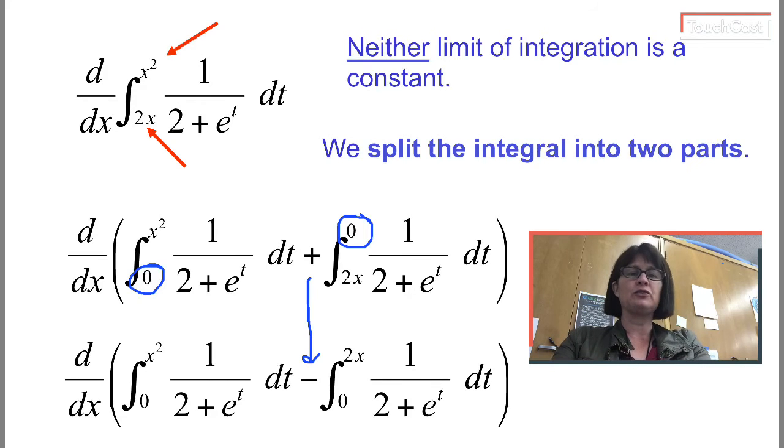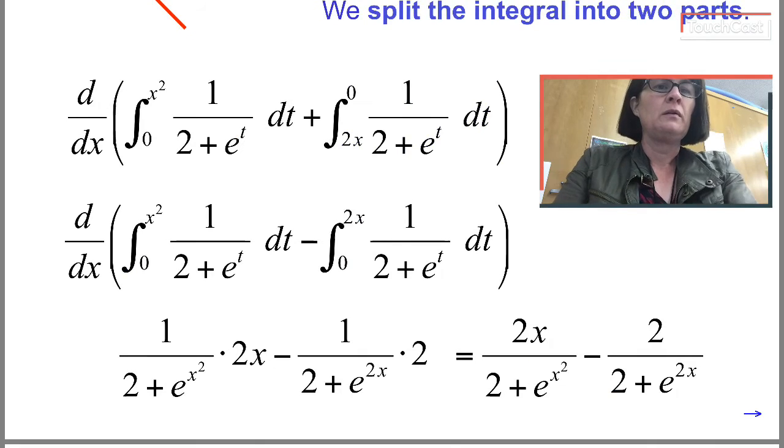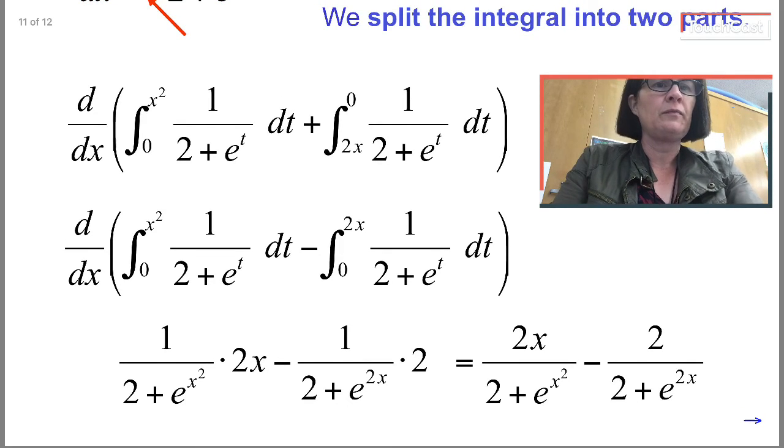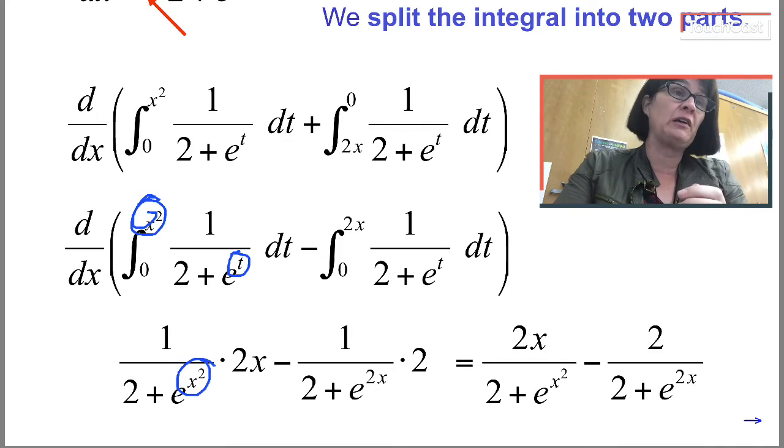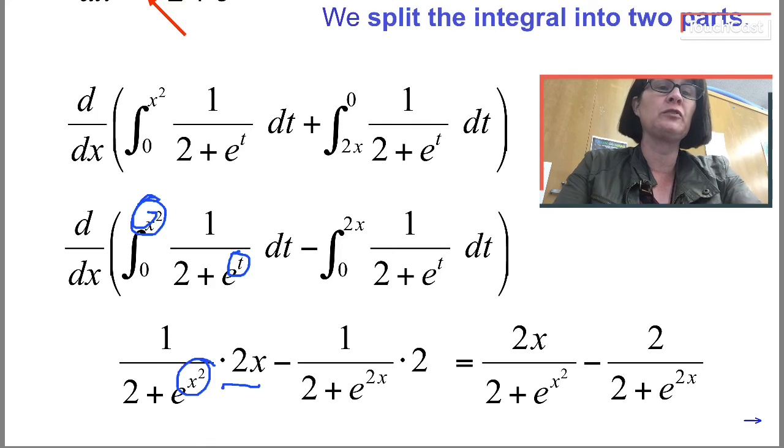Now I can take the derivative of this sum of integrals, the derivative with respect to x of the integral from 0 to x squared of 1 over 2 plus e to the t. It is going to be this integrand, but with the t replaced by the upper limit, which is x squared. And since that upper limit was not just an exact x, instead it was a function of x, I'm going to have to multiply by the derivative of that upper limit. So that's where this 2x comes from.